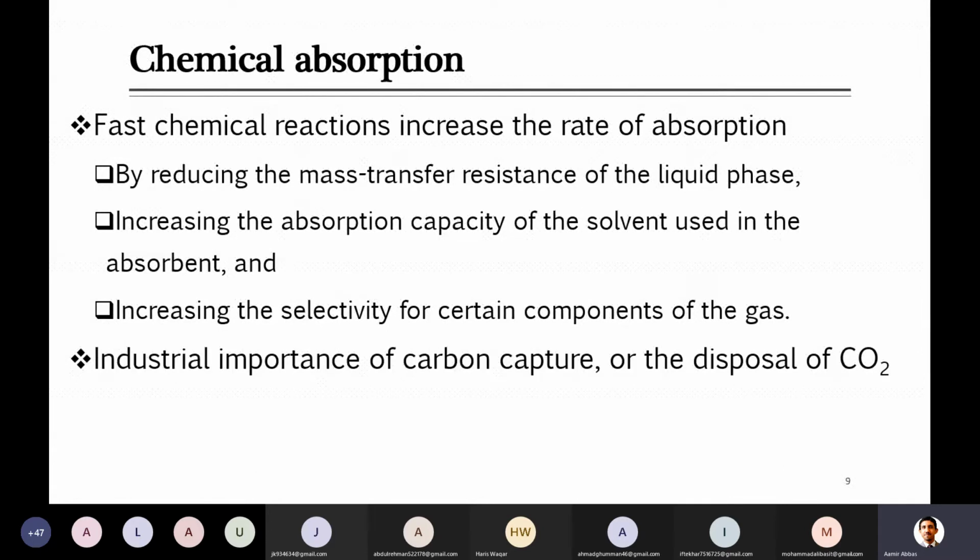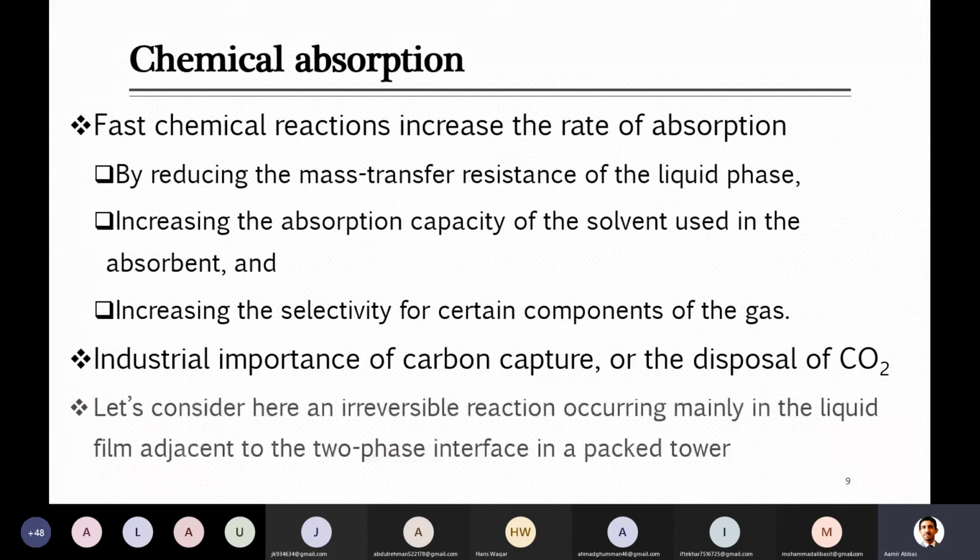The most important example of this is carbon capture or disposal of CO2. This is now one of the biggest problems of the world, due to the rise in the temperature of the earth, caused by these greenhouse gases. CO2 is one of those that is most causing the problem. So people are working on the capturing of carbon dioxide or its disposal, and looking for various solutions to capture CO2, for example, from coal power plants where you are burning a lot of coal and producing a lot of CO2, and so on.